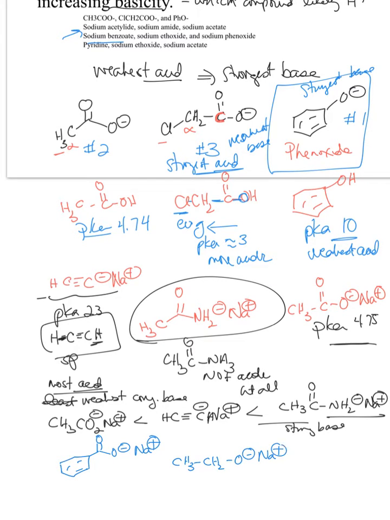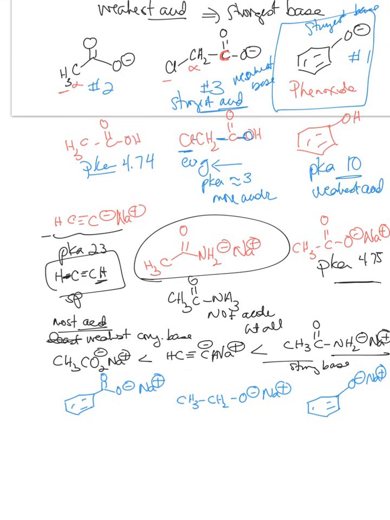Sodium ethoxide, and we have sodium phenoxide. Okay, so let's look at when these are protonated. When these are protonated, they all have a proton. And this is benzoic acid. This is ethanol. And this is phenol. So we know some pKa's here.